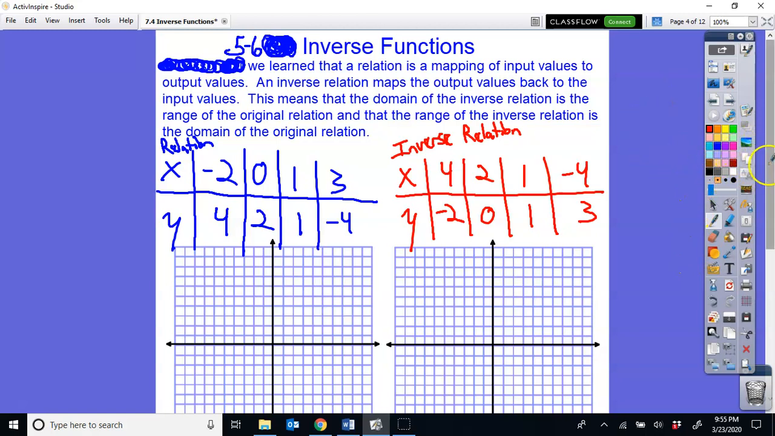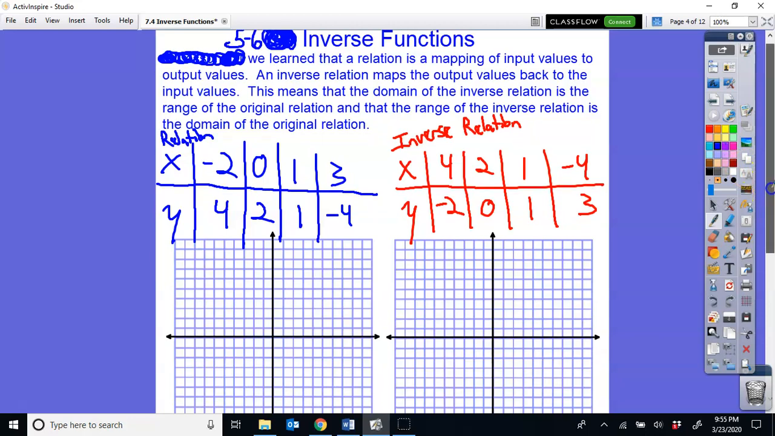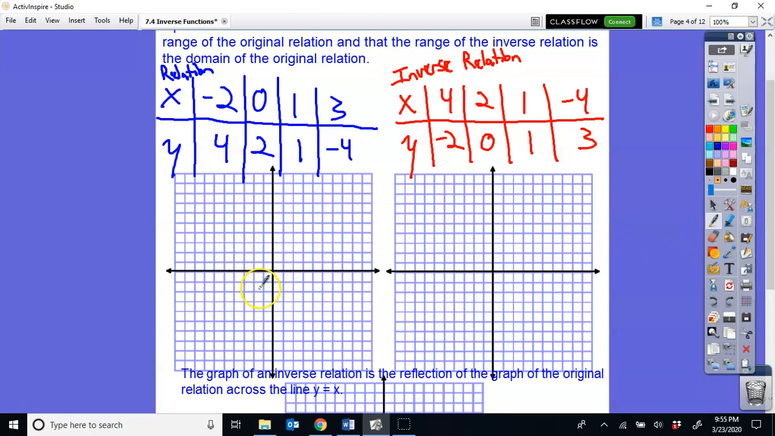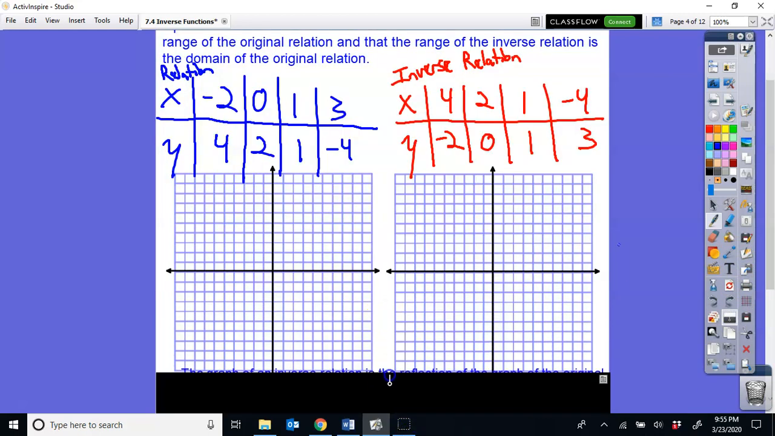So now what we're going to do is look at what that does on the graph. We're going to go down here and graph. We're going to take -2, 4. We're going to graph that point, left 2 and up 4. Let me cover this up here. Sorry.